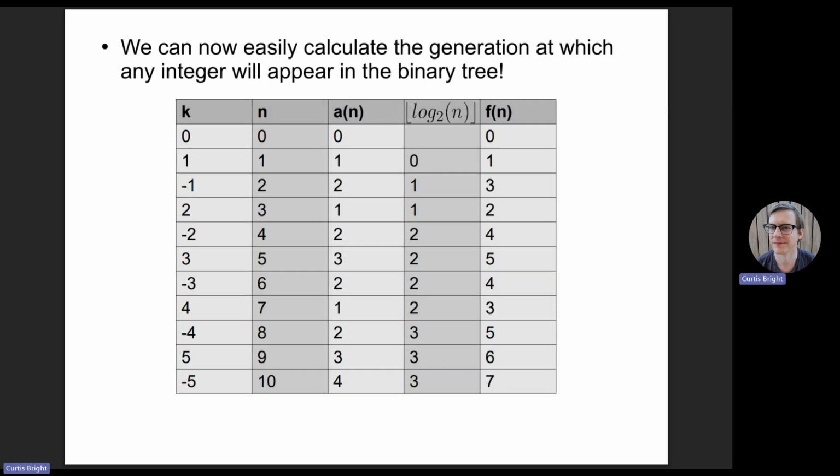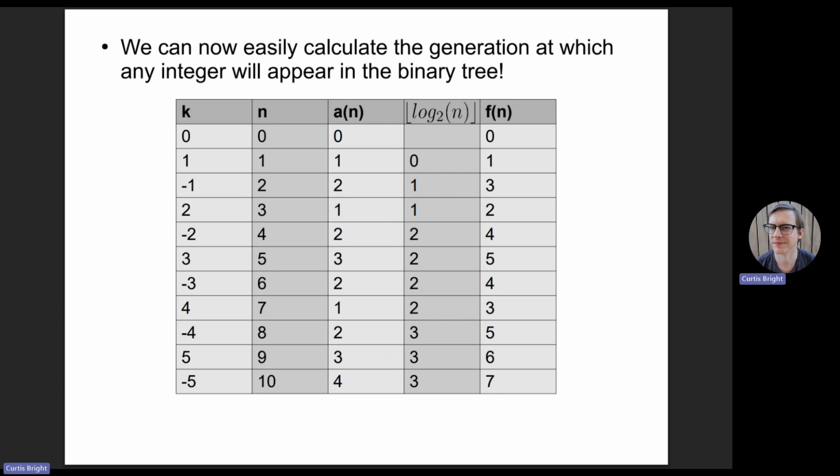So again, another table to summarize all of this. So here was this a of n, which is the number of runs. We add back in this log term, and then we get the sequence we're looking for, f of n. So now this is something where it's fairly easy to calculate these values of f of n without having to do it recursively, which is what we want.